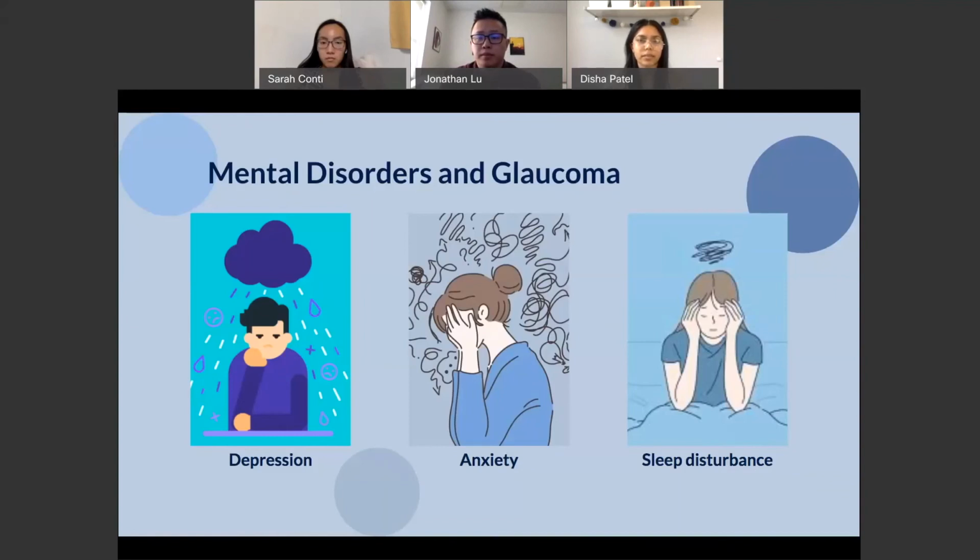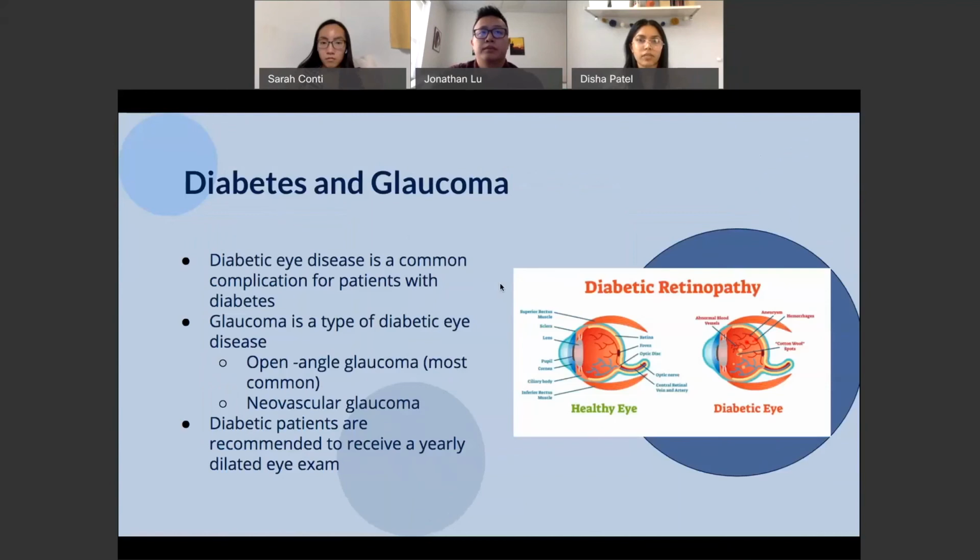A common complication of diabetes is diabetic eye disease. Diabetic eye disease refers to a group of sight-threatening eye problems that people with diabetes may develop. In terms of individuals with open-angle glaucoma, which is the most common type, they are more likely to have diabetes and vice versa. People with neovascular glaucoma, which is a rarer type of glaucoma, usually have other accompanying conditions, including diabetes.